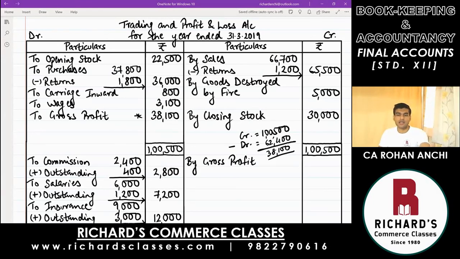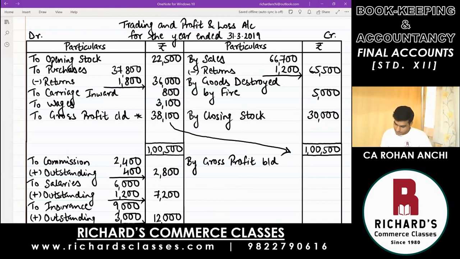Take the greater side total and write it on both sides of the account. And then whichever side is smaller, you are going to have to put a figure there to make it equal. In this case, that is called gross profit, which was on the debit side. 38,100. Then that gross profit is carried down to the profit and loss account. So in profit and loss account, you write down by gross profit brought down. That same figure 38,100 will be recorded here. Trading account information is complete.